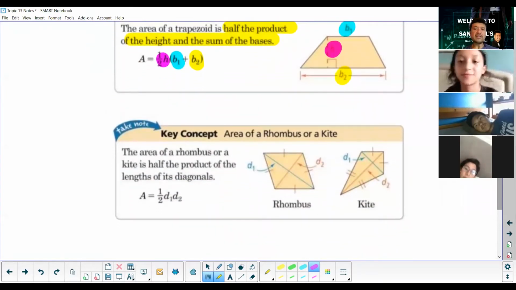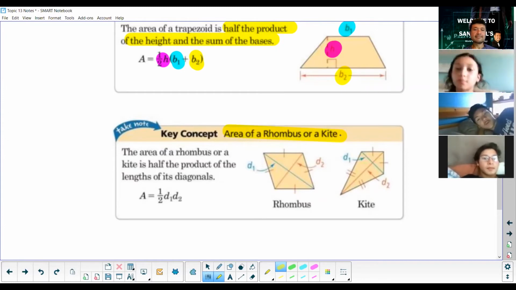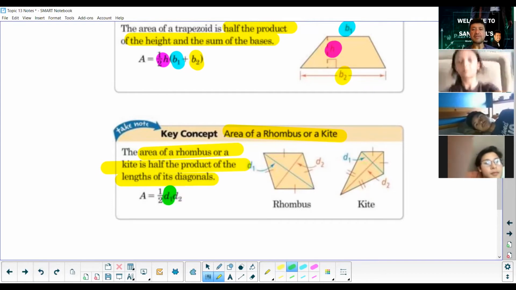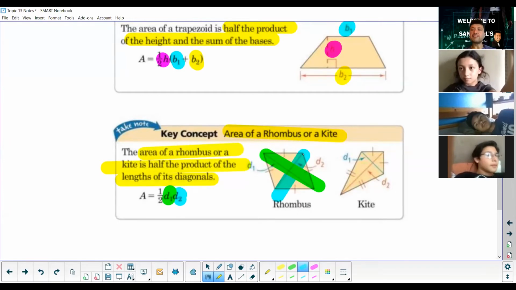Now, Marcus, go ahead and read the next one for us. Read the area of a rhombus or kite. The area of a rhombus or a kite is half the product of the length of its diagonals. All right, excellent. So this is easy to use. The only thing you have to do is find the length of each diagonal. Not the area, but the length. You see, I did that length, and the blue one, you have the other length. You multiply them together and multiply by half and you get the solution. Let's go ahead and get into our examples.